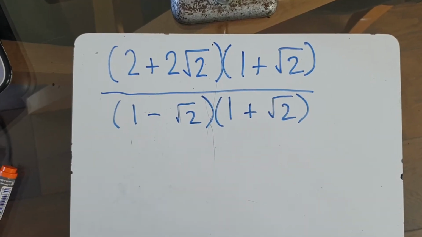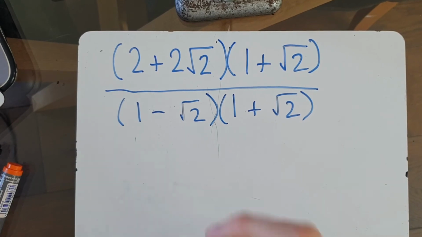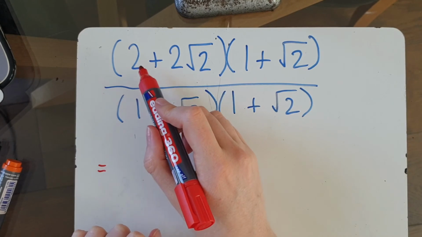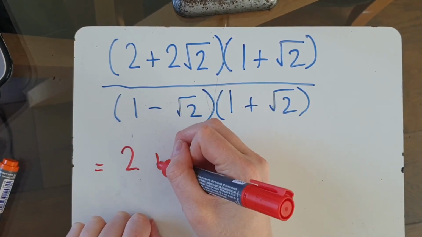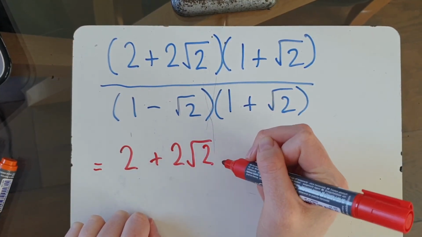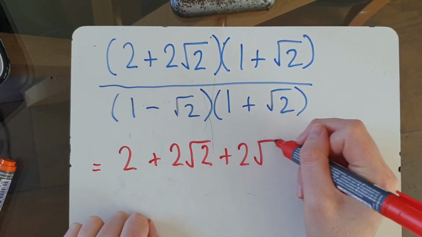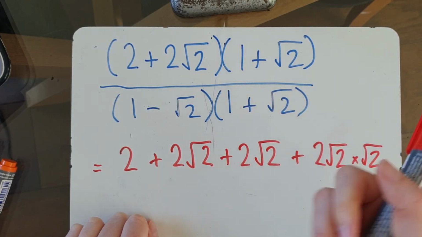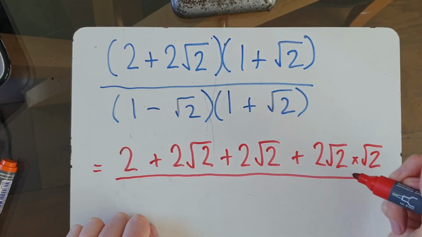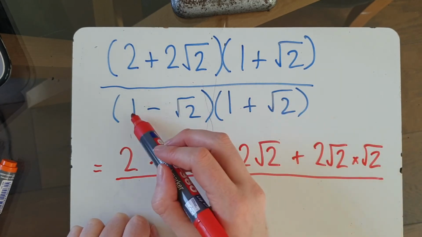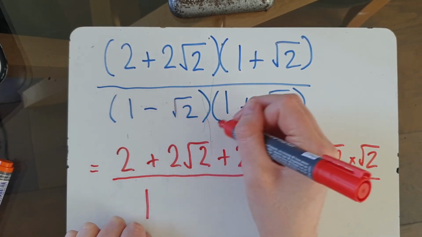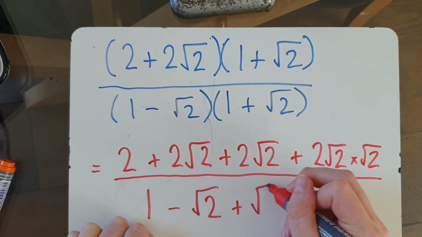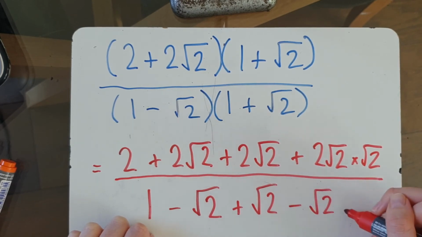So this was the line we had got to. So what I need to do is multiply out the top and the bottom. So on the top, we're going to have 2 plus 2 root 2 plus 2 root 2 plus 2 root 2 times root 2. Then for the denominator, I'm going to have 1 minus root 2 plus root 2 minus root 2 times root 2.